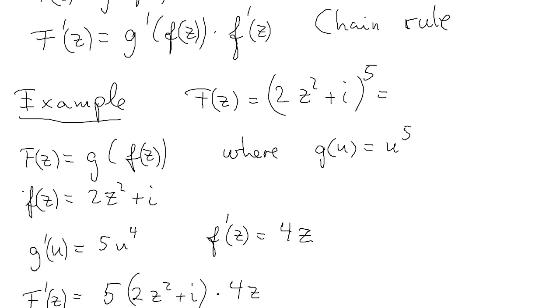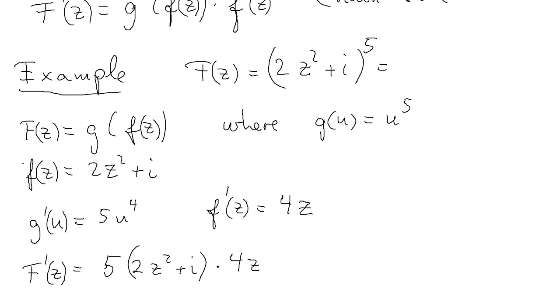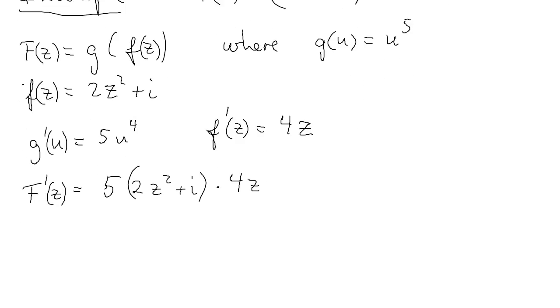So the chain rule then tells us that the derivative of f at the point z is 5u to the power of 4, and you take the substitution u equal to this and multiply it with this. Sorry that we have this misprint, so it should be to the power of 4 here, multiplied with 4z. This is exactly as in the real case, which you have seen many times.